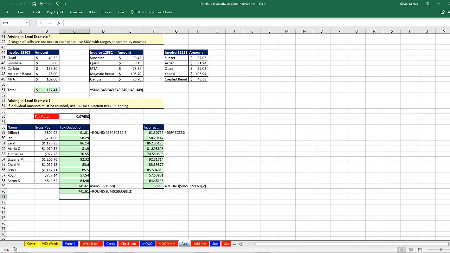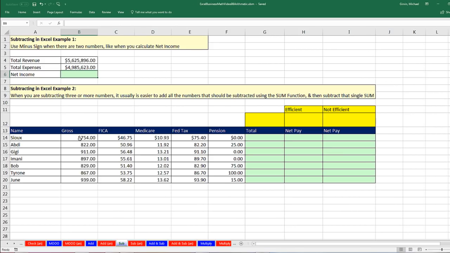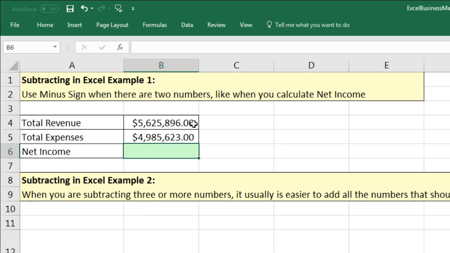All right, now we got to go over to the sheet sub. I'm actually going to use my sheet scroll arrows over here, and there's the sheet sub. And on the sheet sub, we got to talk about subtracting. Now, there's not that much to subtracting, and we've already seen some great business examples. Total revenue, that's like all of the money coming into the business. Total expenses, that's like all the money going out of the business. And the difference is called net income. That's our profit or earnings.